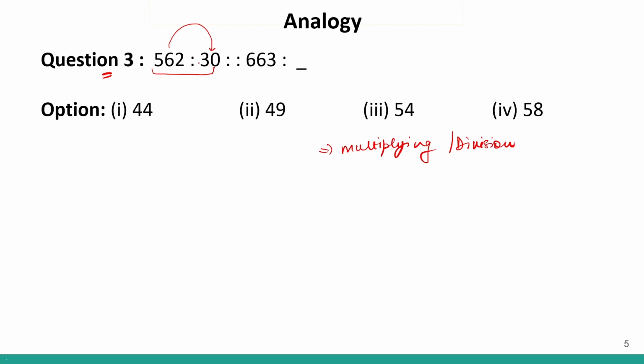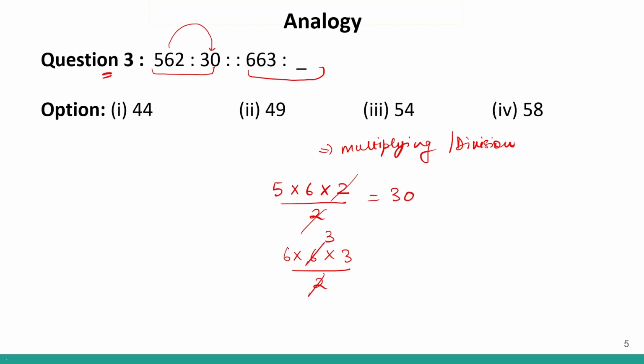So if I see 562, I have to convert it into 30. So 5 into 6 into 2 divided by 2 will give me 30. How? 2 and 2 will cancel out. So 5 into 6 is 30. Now let us see if we can find the same logic for 663. So 6 into 3 divided by 2. How much will I get? This will be 3. Correct? 3 into 3 is 9 and 9 into 6 is 54. So I will get 54. Do we have 54 as an option? Yes. Option number 3 is 54. So this will be my answer. 54 will be my answer.